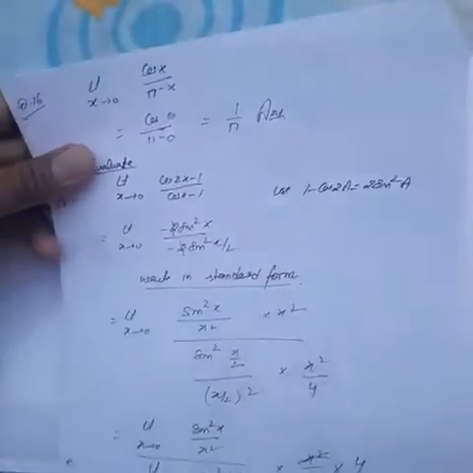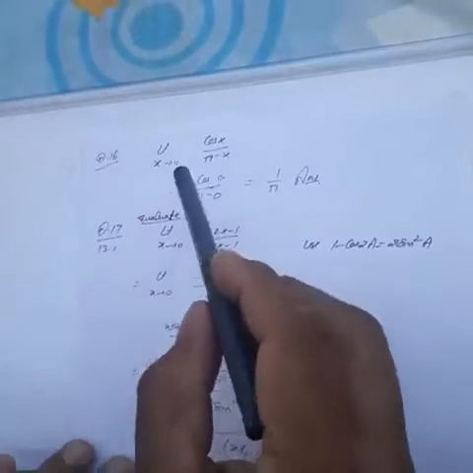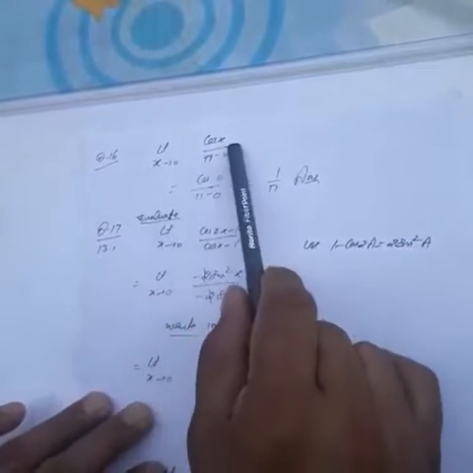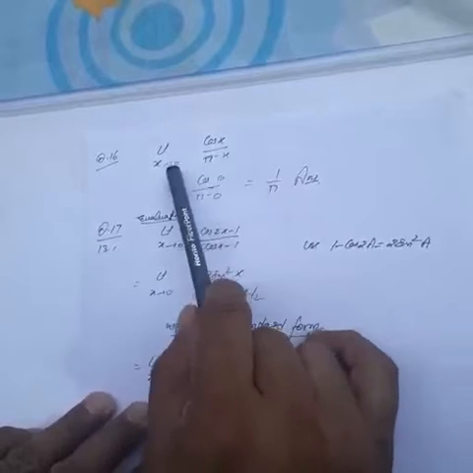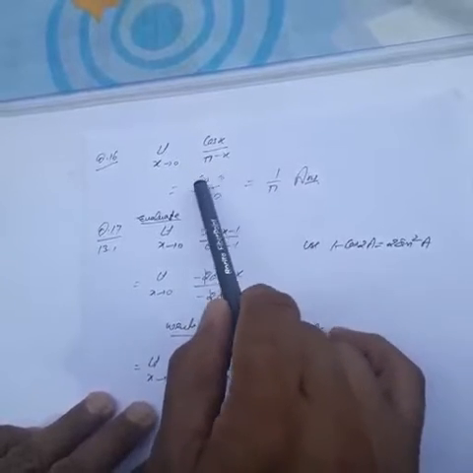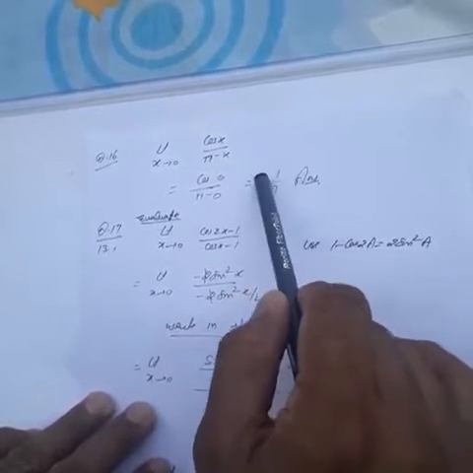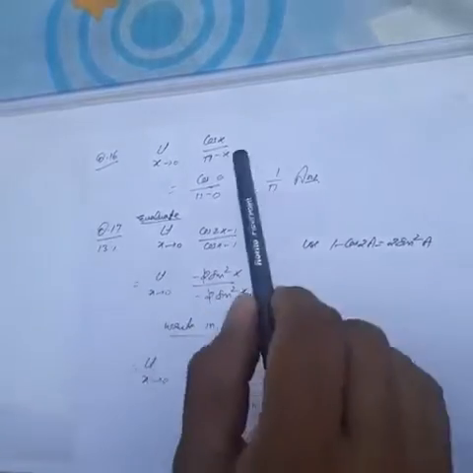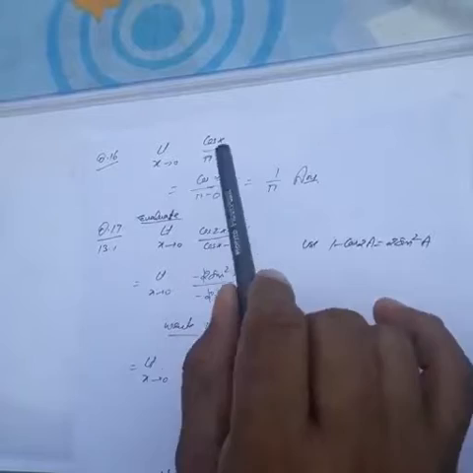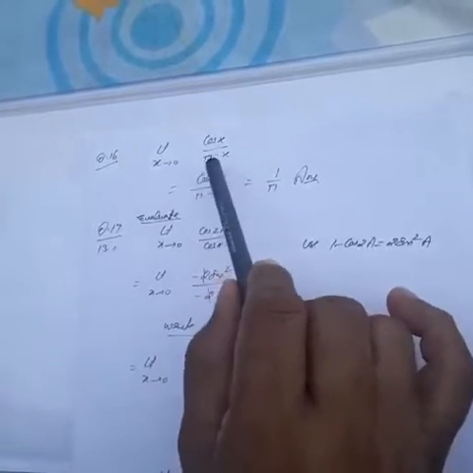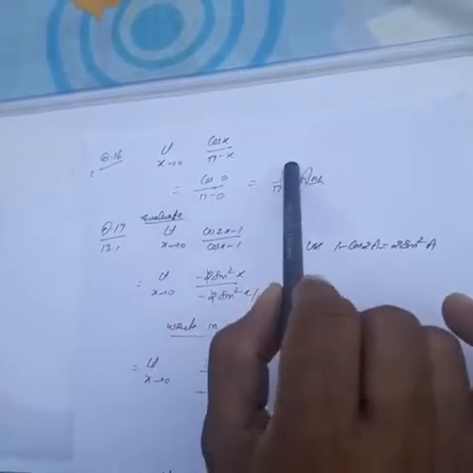Now the next question, question number 16. Limit x tends to 0, cos x upon pi minus x. You check at x equals 0: we have cos 0, which is 1, upon pi. This is not an indeterminate form, so there is no need to reduce it to the standard form. So this is the answer.